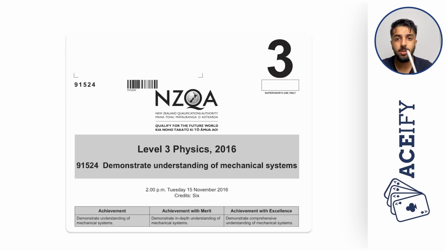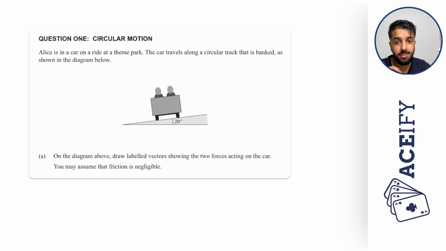Okay, in this video we'll be going through the 2016 Mechanics Exam. Alice is in a car on a ride at a theme park. The car travels along a circular track that is banked as shown in the diagram. Draw labeled vectors to show the two forces acting on the car. You can assume there is no friction.